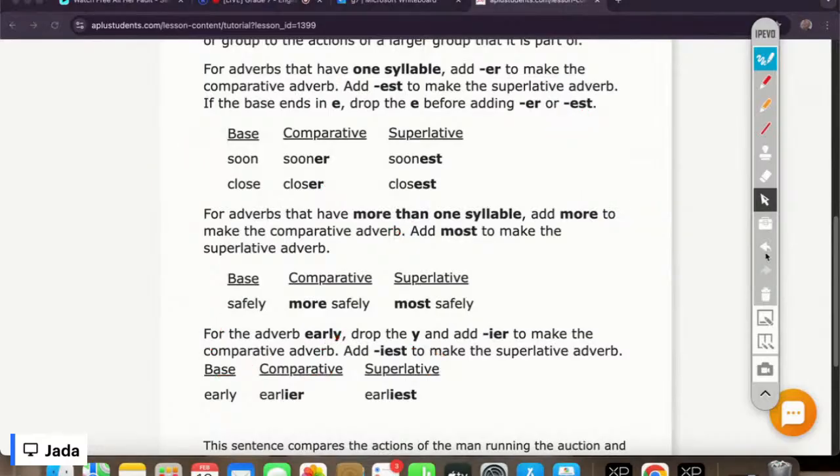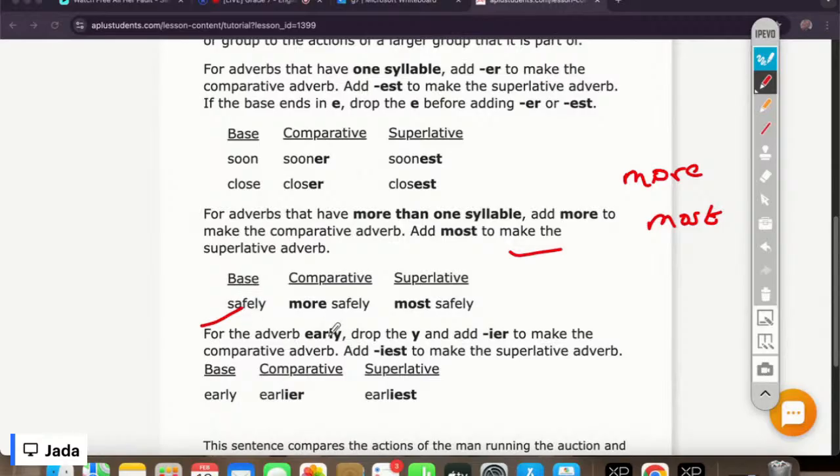And then for adverbs that have more than one syllable, you have to add more to the comparative, and then you add most to the superlative. Okay, so like safely is two syllables, right? So more safely, most safely for more than one syllable.